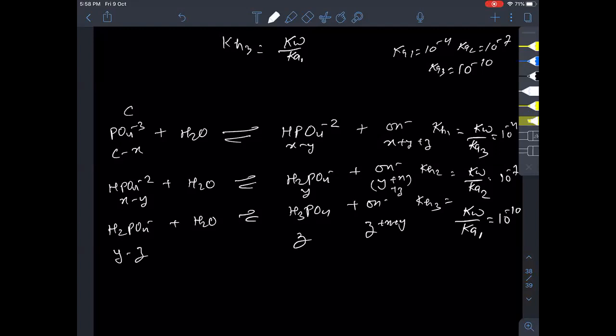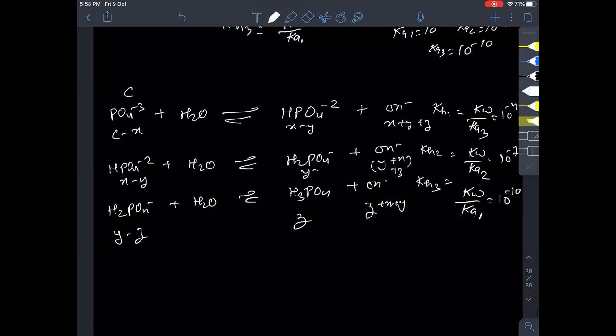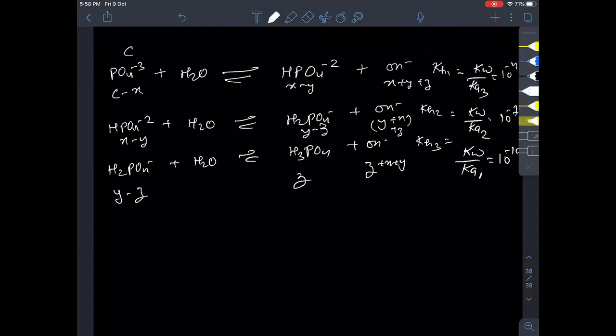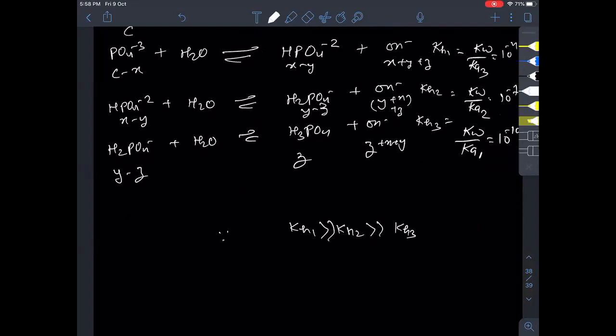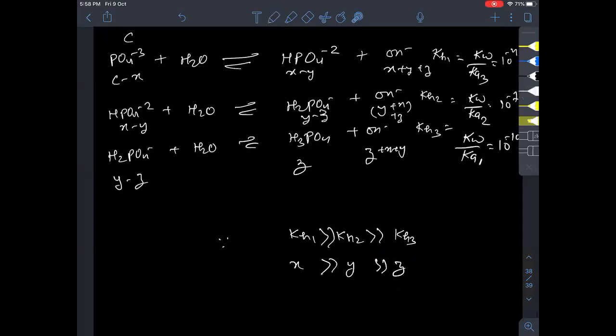Now again the same assumption. As I told you, it will be Z. Again the same assumption. Which one? That since KH1 is far greater than KH2, than KH3. So clearly the first dissociation, means X, is far greater than Y, greater than Z. You can simply write all these approximations over here and you can simply calculate.